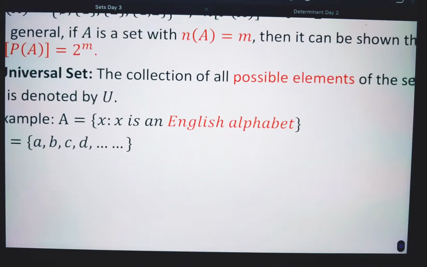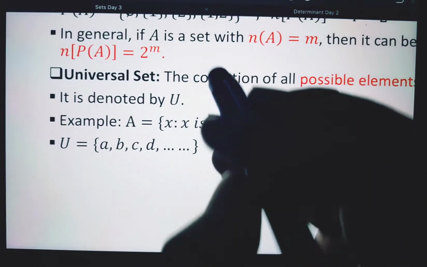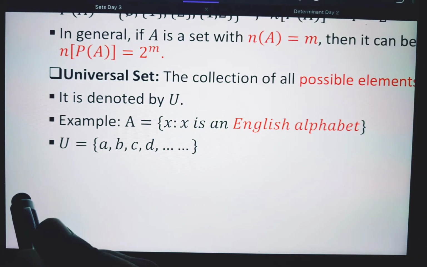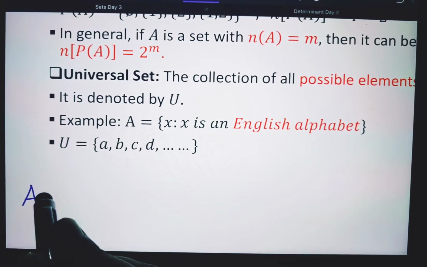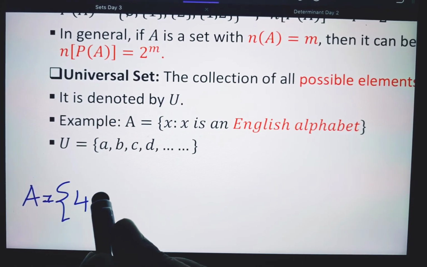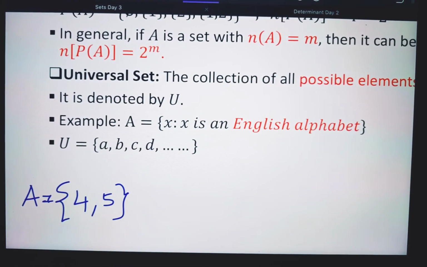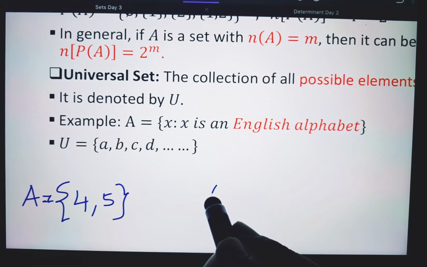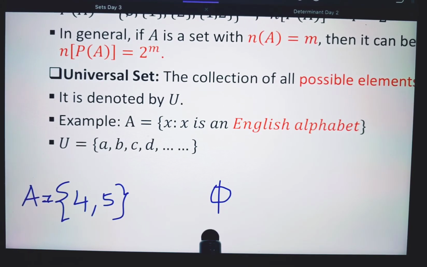Let's solve an example. Suppose I have a set A as {4, 5}. Now let us write the subsets of A. So what are the subsets of A? If I have a subset of A, look, this empty set, we have already learned that the empty set is a subset of every set, right? So the empty set is a subset of this one, right?